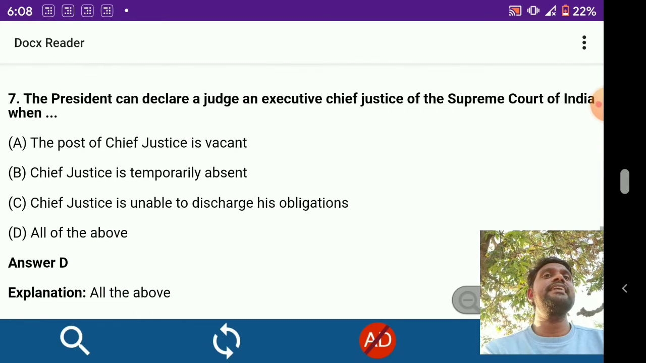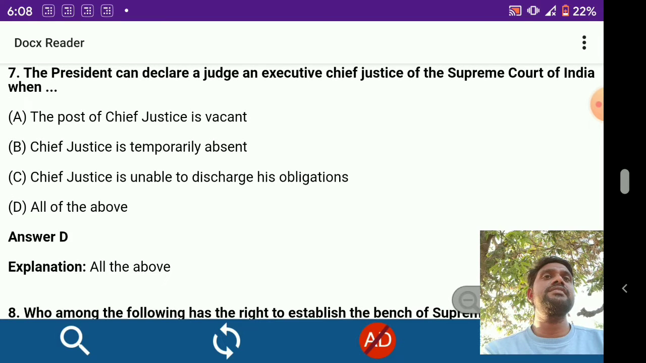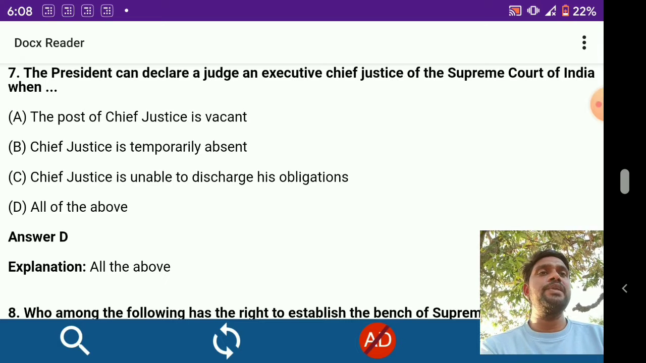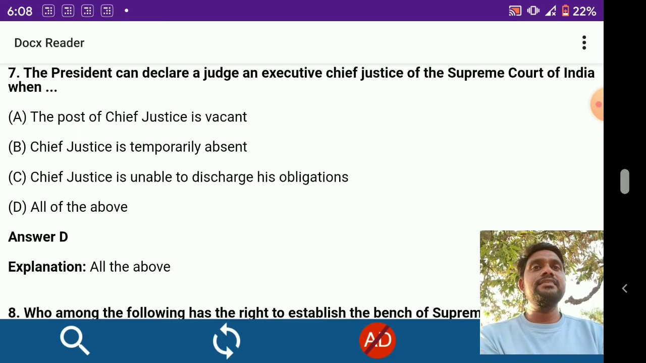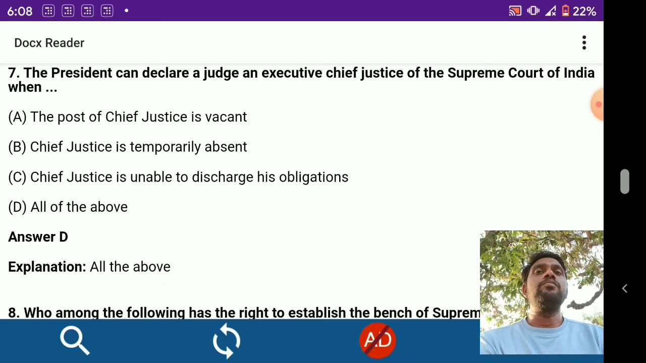Okay. Next is question number 7. The President can declare a judge an acting Chief Justice of the Supreme Court of India when the post of Chief Justice is vacant. Option B, Chief Justice is temporarily absent. Option C, Chief Justice is unable to discharge his obligations. So the right answer is all of the above.